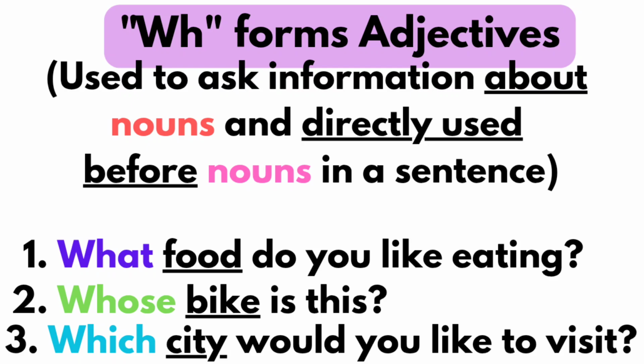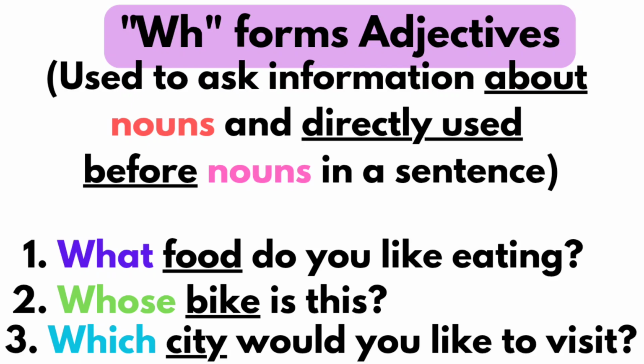So when it comes to WH form adjectives, they are used to ask information about nouns and are directly used before nouns in a sentence. We'll see examples, okay? Remember, after WH form words, we directly use nouns. So that's where we can understand that WH form words act as adjectives. So we all know the position of adjectives. We use adjectives before nouns and after nouns, right?